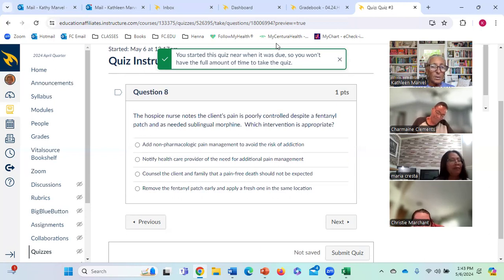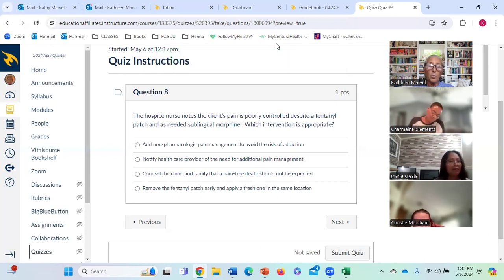Okay, question 8. Hospice nurse notes the client's pain is poorly controlled despite the fentanyl patch and as needed sublingual morphine. Which intervention is appropriate? There's a lot of information in this question. What would you highlight? Who is the patient? What kind of patient are you taking care of? A hospice patient. Okay, so then we have to think in terms of hospice patients. Now whatever they have prescribed is not working.